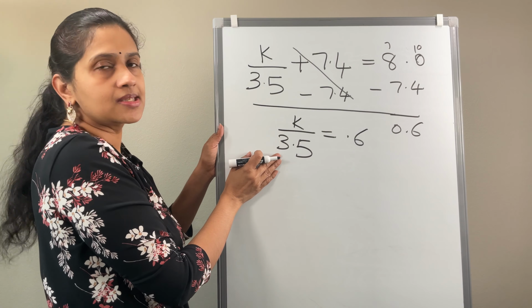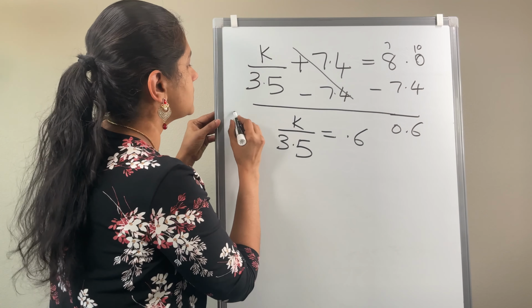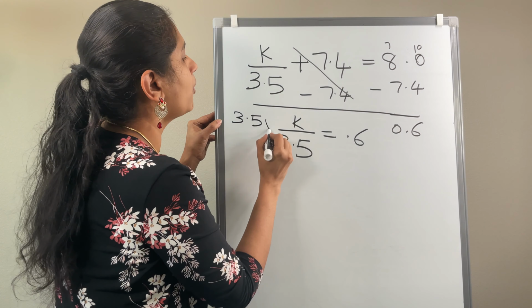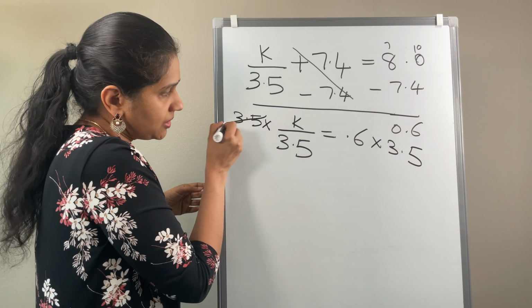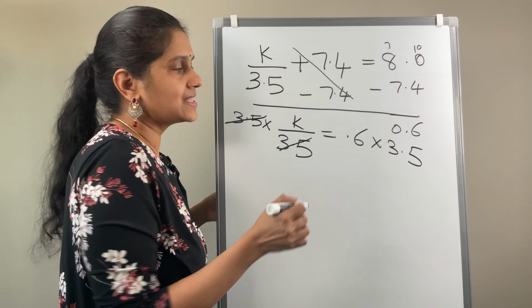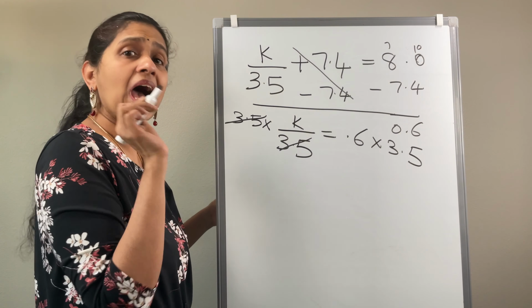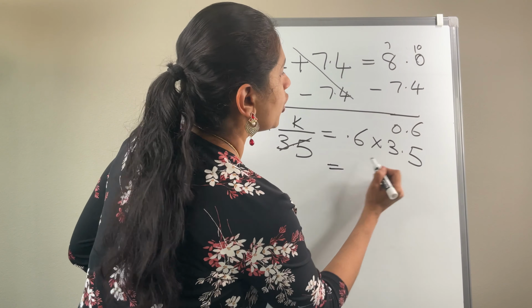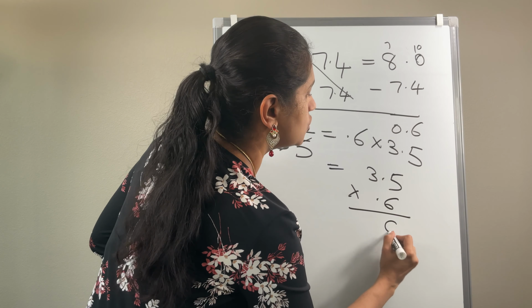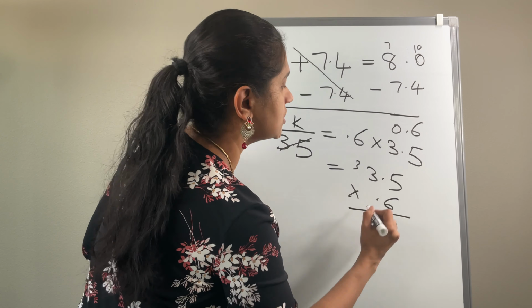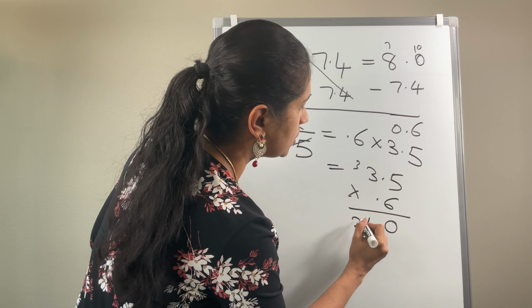Now to avoid this 3.5, we have to simply multiply by 3.5 on both the sides. As a result of it, this 3.5 will get cancelled and the variable k will be isolated. So now what is 3.5 times 0.6? So that's going to be 30, 80, 90, 20, 21 and you have two decimals.